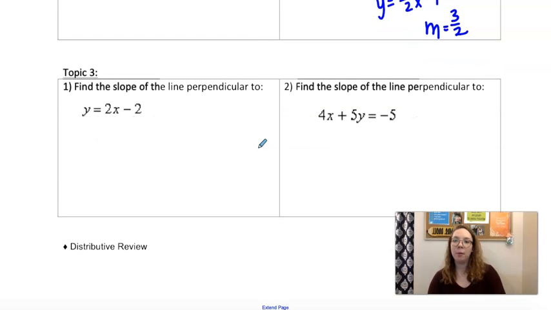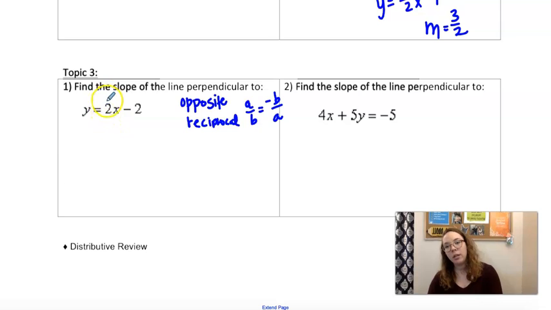Find the slope of a line perpendicular to y equals 2x minus 2. So perpendicular means you're using the opposite reciprocal. So if you have a, b, you'd flip it upside down and use the opposite sign. So here my slope is 2. So the slope of a perpendicular line would be negative 1/2. That would be your opposite reciprocal.